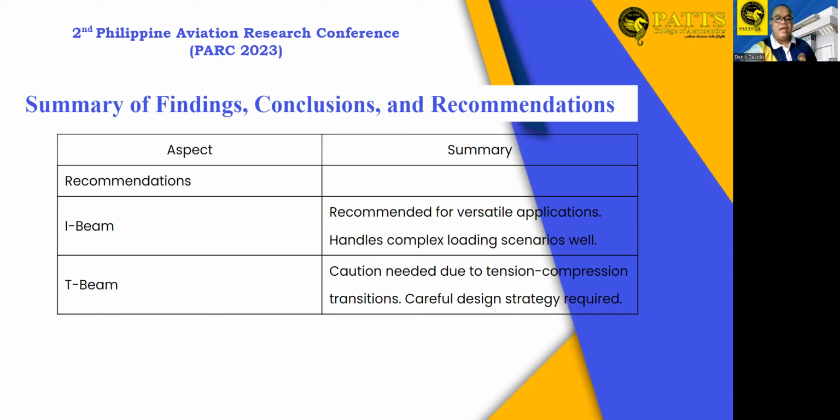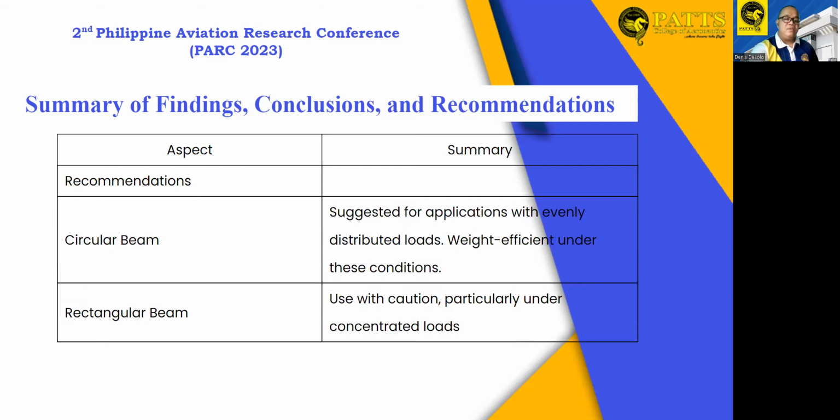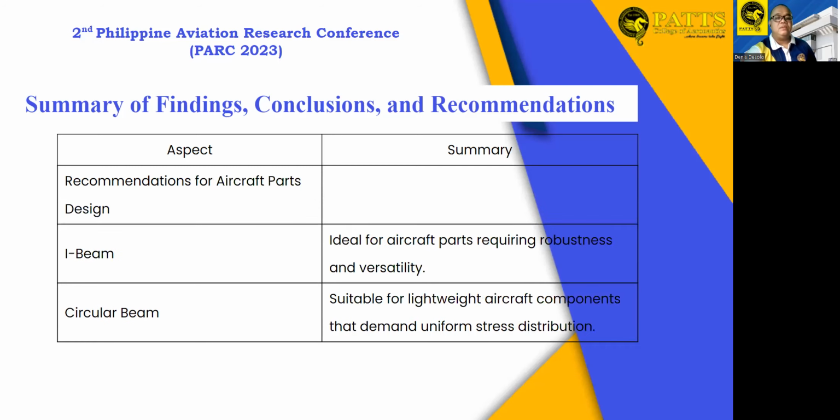Recommendation for the I-beam: recommended for versatile applications. They handle complex loading scenarios well. For the T-beams, caution is needed due to tension-compression transitions. A careful design strategy will be required. For circular beams, suggested for applications with evenly distributed loads. For that reason, they are weight efficient under this condition. For the rectangular beams, use with caution, particularly under concentrated loads.